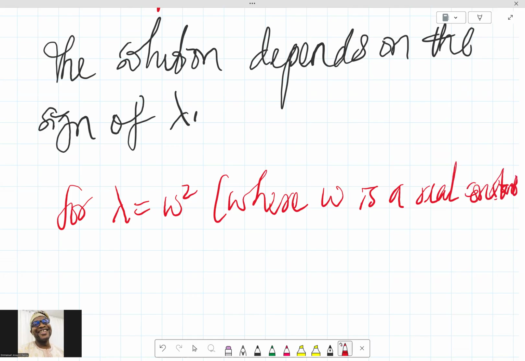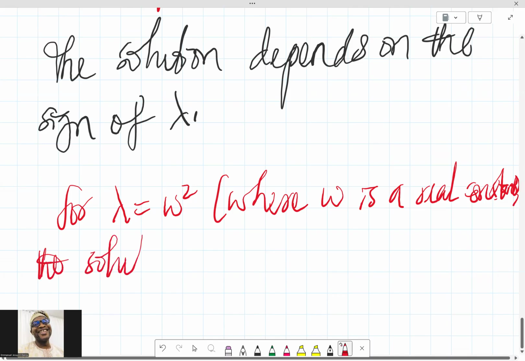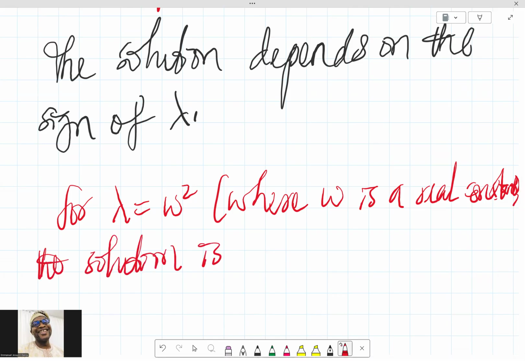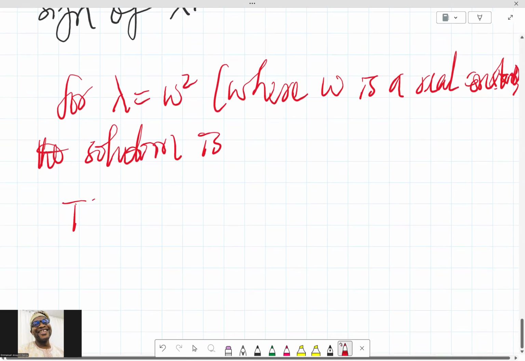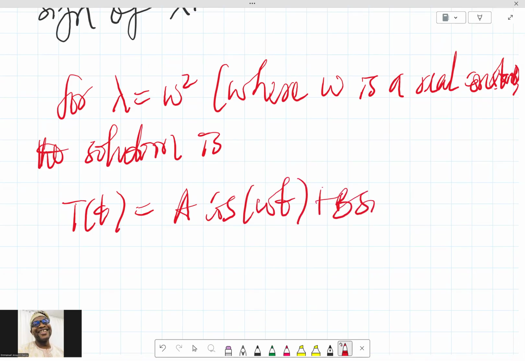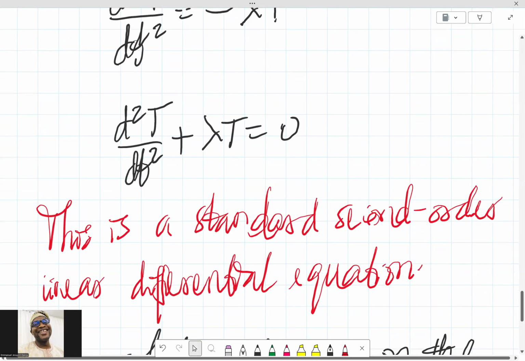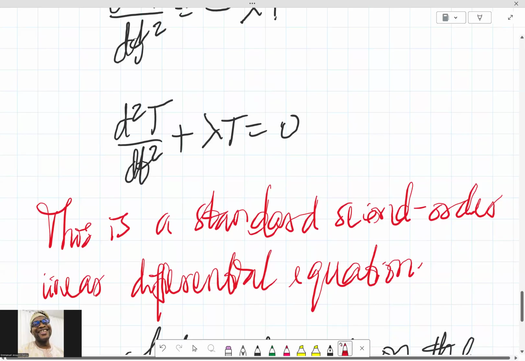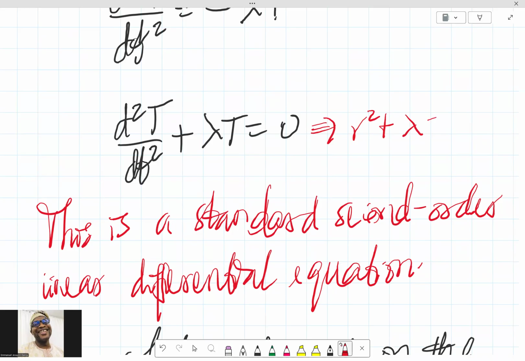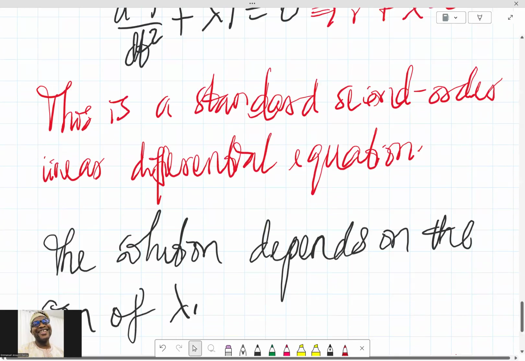Where omega is a real constant, the solution is T of t equals A cos omega t plus B sine omega t. From here we already know this, because if we get the characteristic equation, that would just be r squared plus lambda equals 0.